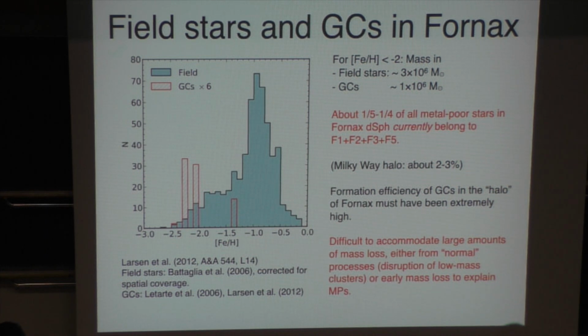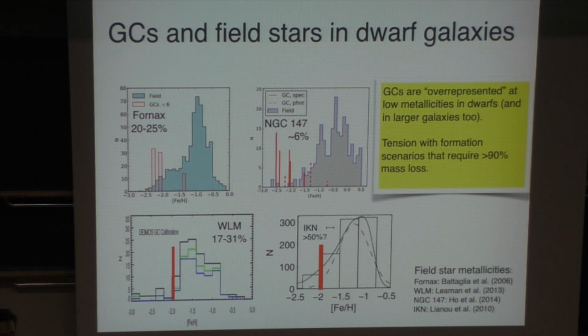Is Fornax unique? Not really, it turns out. So we now have data for a few other galaxies in the Local Group where we have looked at the globular clusters, other people have looked at the field stars, and then we can compare. So that's Fornax. WLM is another dwarf galaxy. There's just one globular cluster, but again it constitutes a very large fraction of the field stars. IKN is another extreme one. NGC 147 a little bit less so, but you still see this offset between the field star and the globular cluster metallicity distribution.